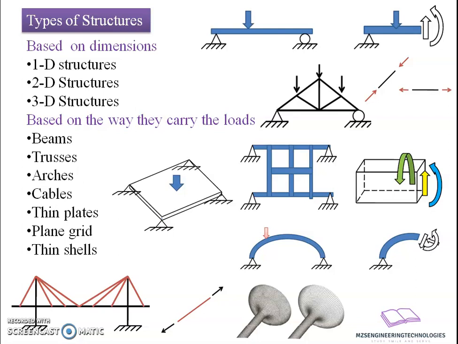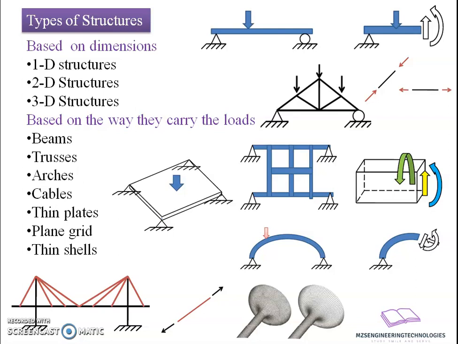Based on the way they carry the loads, the structures are further classified as beams, trusses, arches, cables, thin plates, plane grids, thin shells. The names are assigned with reference to the action they play. Beams are members which resist the load normal to their neutral axis, thereby capable of resisting bending and shearing action. Whereas trusses are members which are axially compressive or axially tensile load members. Their stresses are concentrated along their longitudinal axis.